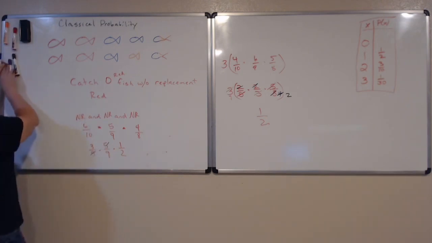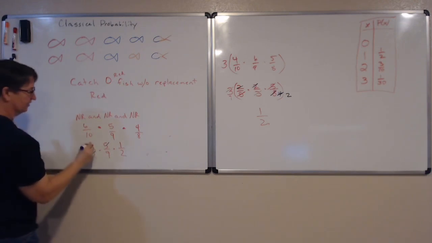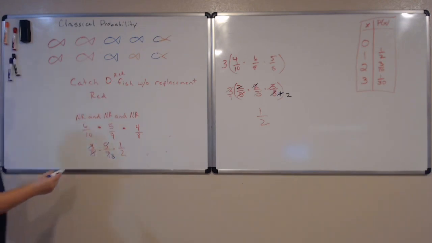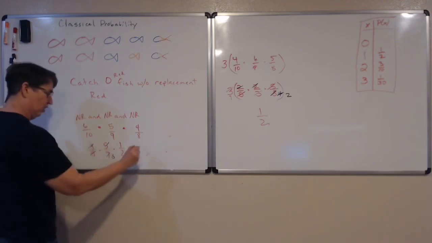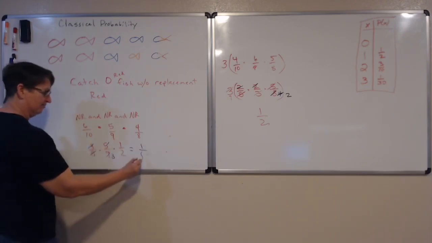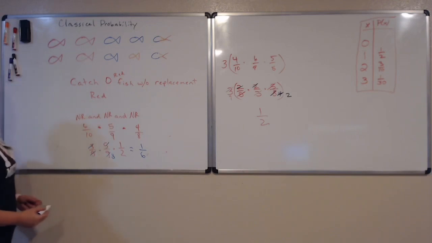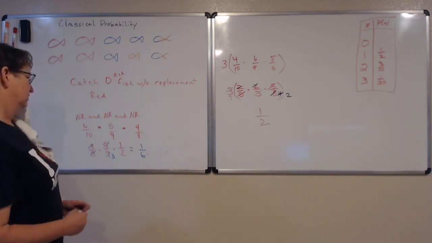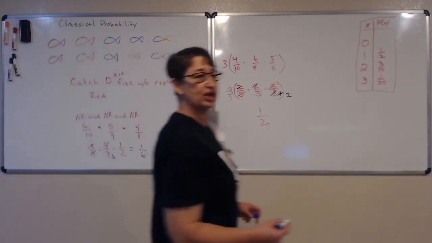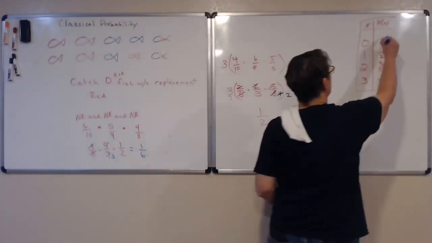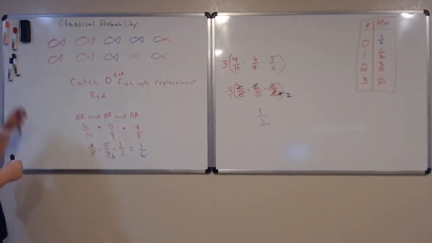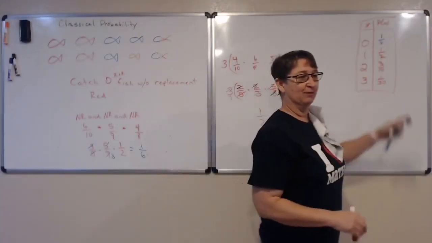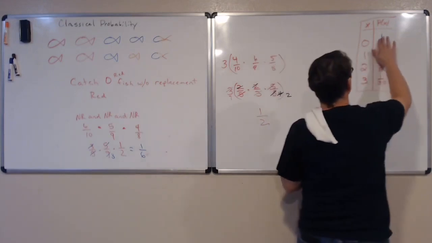And this 3 goes into that 9 3 times. So on top I have 1, and on bottom I have 6. So 1 out of 6, 1 out of 6 chance. All right, now what we're going to do is make sure. Let's add these up just to make sure, okay?